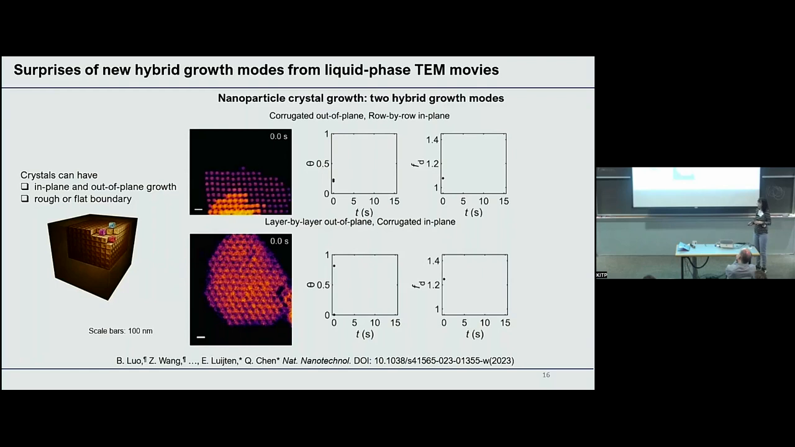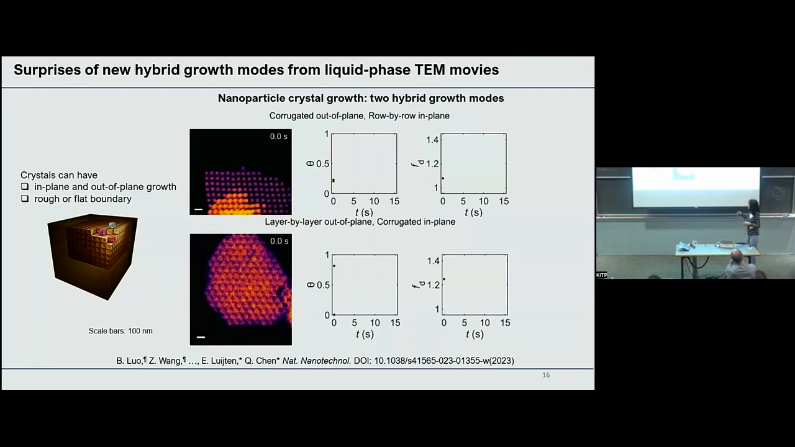So here I'm talking about the big crystal. If you think about a big crystal in 3 dimensions, minimally you can have 2 growth directions, the in-plane growth direction and the out-of-plane growth direction. For each growth direction, there is a choice of having a very smooth boundary or a rough boundary. So in total, you should expect there are 4 growth modes. And indeed, in our liquid phase TEM imaging of nanoparticles, we can also see the 2 additional mixed growth modes.